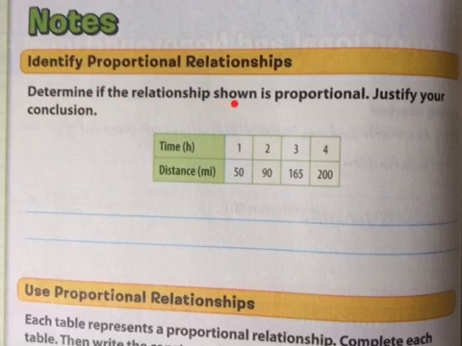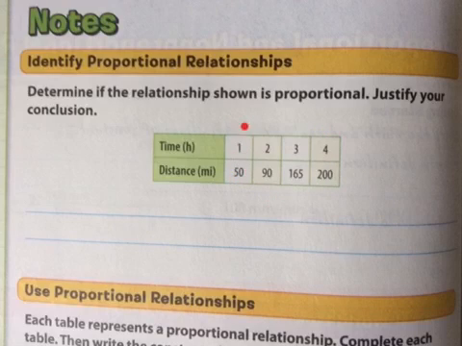Determine if the relationship shown is proportional. Justify your conclusion. So explain your conclusion. Time, 1 hour is 50 minutes. That means for every 1 here, I'm going to have 50 down here. So when I double this to 2, I should double the 50 to 100, right? But look, it doesn't. It goes to 45. If I triple it, so 1 here will be 3 here, shouldn't this one triple be 150? But it's not. And if I quadruple it, 1 to 4, I should quadruple this to 200.